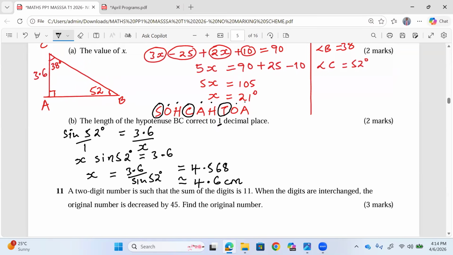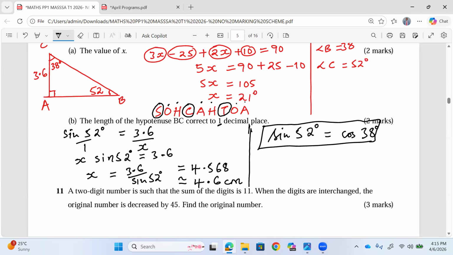It's also good for your general knowledge to know that when we have two complementary angles, the sine of one is usually equal to the cosine of the other. What do I mean? The sine of 52 should be equal to the cosine of the acute angle which is complementary to 52, and that is 38. So whether we used 38 with cosine or 52 with sine, we just end up getting the same thing. Even if you choose 38 to apply cosine, you will end up getting the same answer.